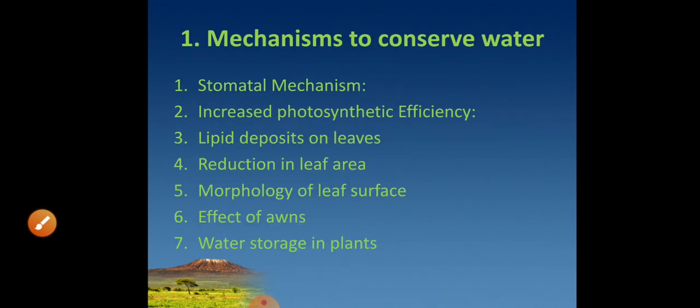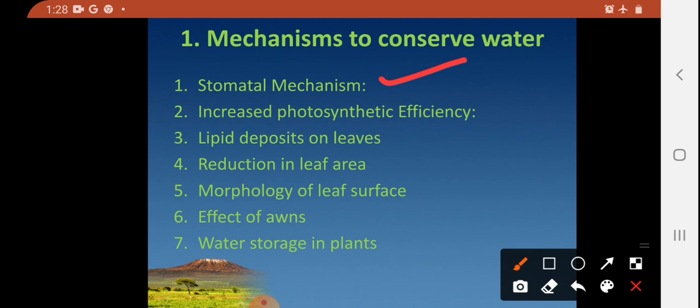Okay. So the next part is what mechanisms are there in plants to conserve water. Here you can see, first is the stomatal mechanism. What happens if drought resistant varieties are there? These drought resistant varieties open their stomata more rapidly, especially in the morning session when moisture stress is minimum. This kind of mechanism can conserve water in the plant body. Next is increased photosynthetic efficiency.